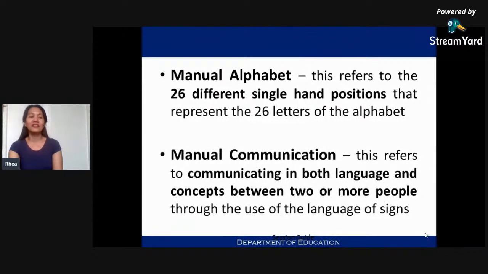And we have also the manual alphabet. This refers to the 26 different single hand positions that represent the 26 letters of the alphabet. We are going to use our hands and our fingers later to convey the 26 letters of the alphabet. And we also have the manual communication. What is manual communication? This refers to communicating in both languages and the concept between two or more people through the use of the language of signs. Later, we're going to study the manual alphabet so that we could have the manual communication.